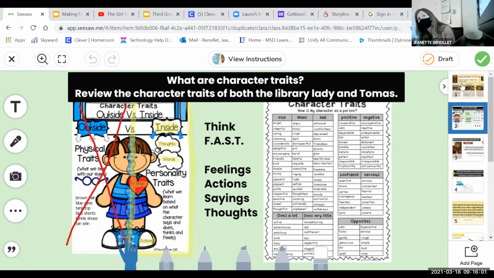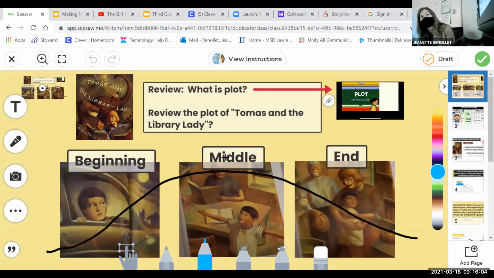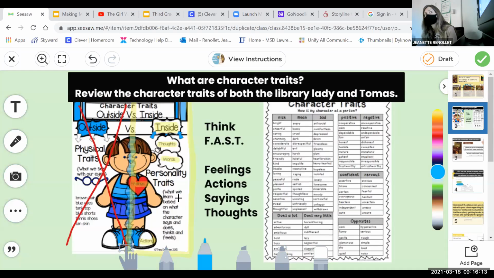Our next character we talked about yesterday is the library lady. Think about the library lady in our plot. Look at slide 2. Think of a character trait to describe the library lady. Find a character trait that you think describes the library lady. Put it in your head. Looking for third graders to share out.